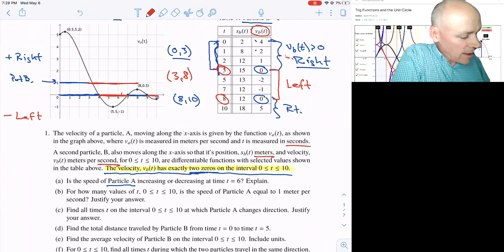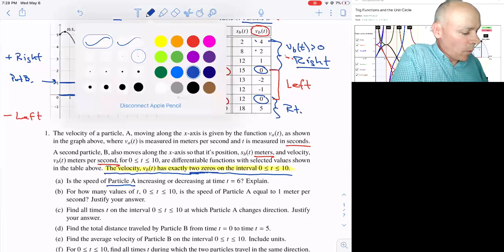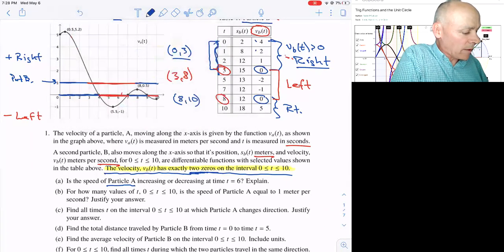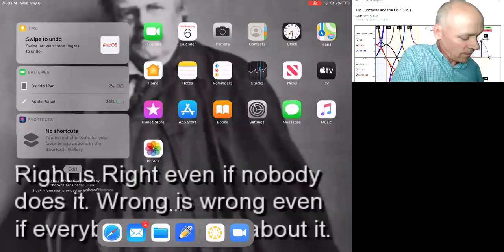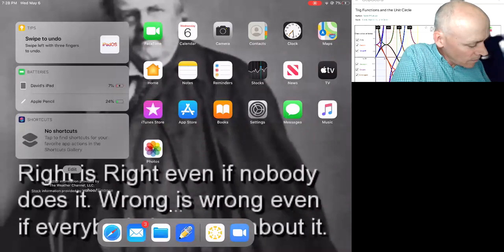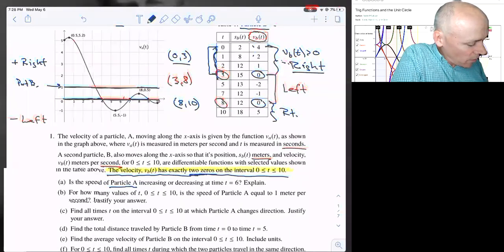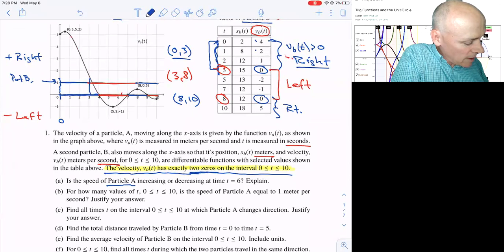3 to 8, and then it's going to change back to blue, meaning that it's moving to the right from 8 to 10. Okay, so now I'm comparing those two lines, and I just want to see where I have an overlap of the same color. So it looks like it's moving to the right from 0 to 3. So it's moving the same direction over that interval.